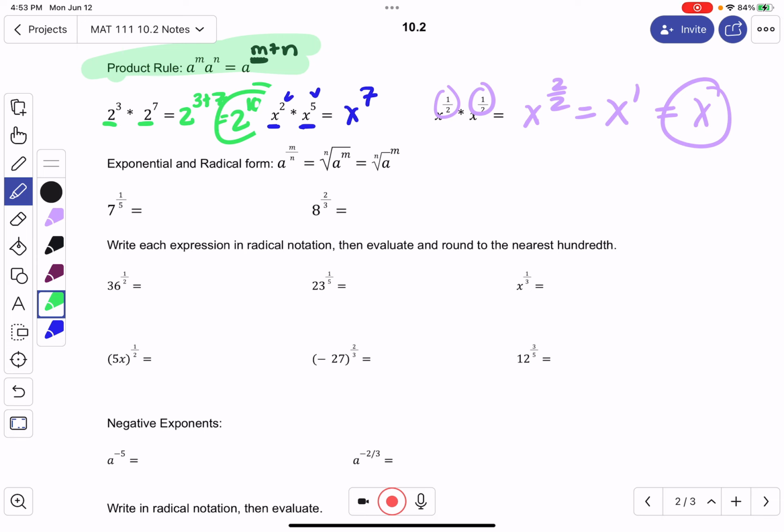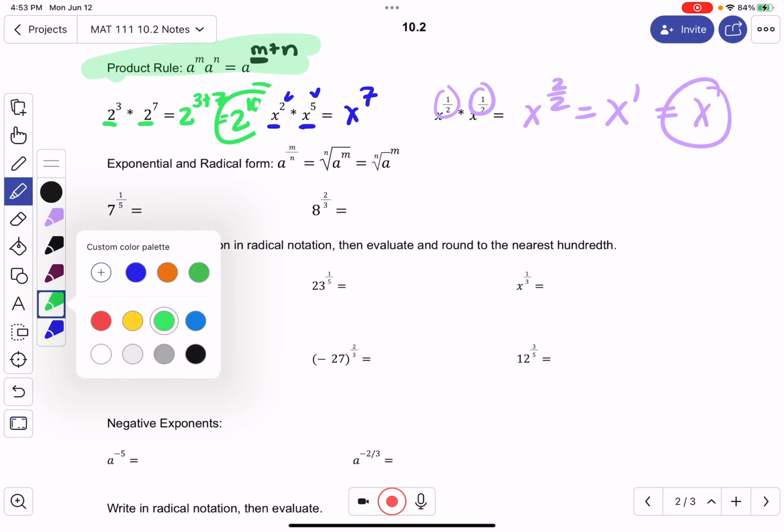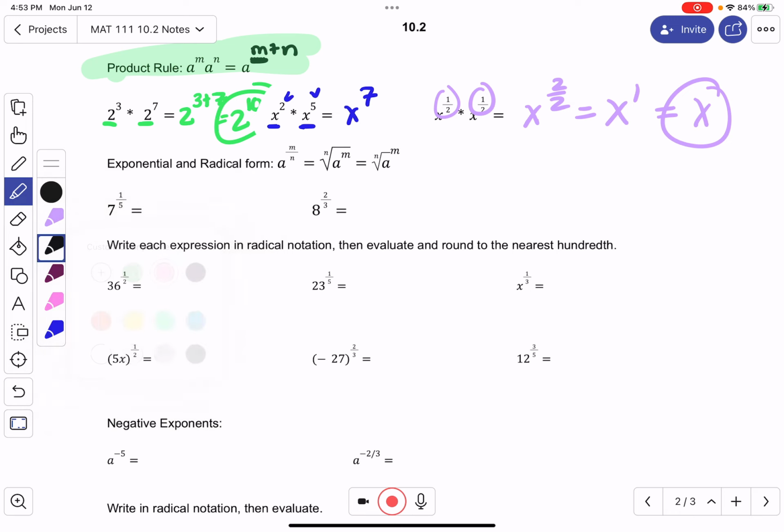All right, exponents and radicals go back and forth. That exponent, if it's rational or a fraction, can turn into a radical. The denominator becomes the index. The numerator is an exponent. And it doesn't matter if the exponent is on the inside or the outside of the radical.